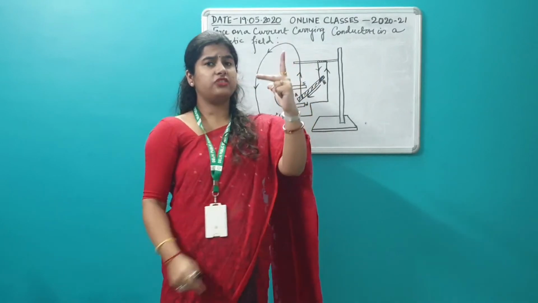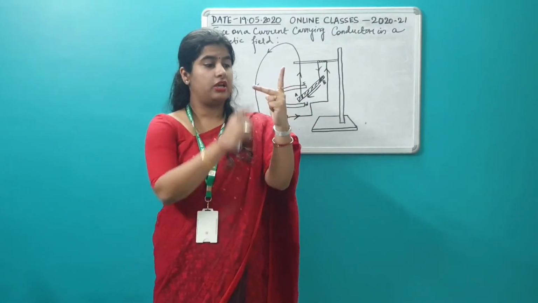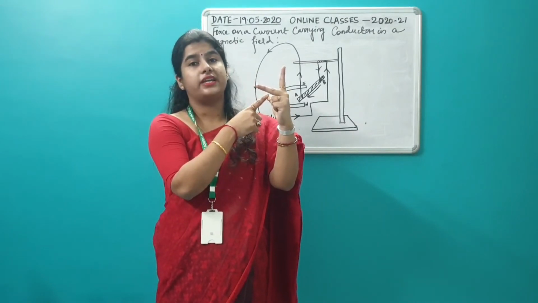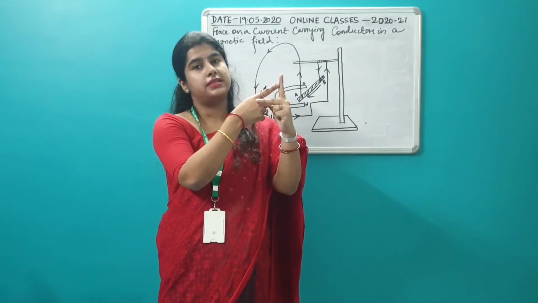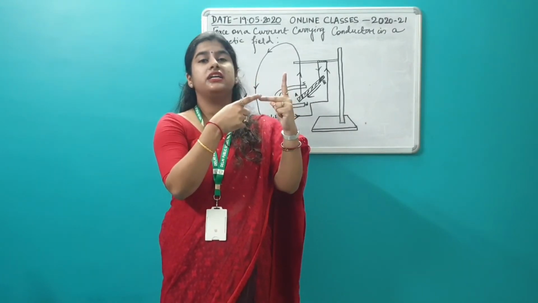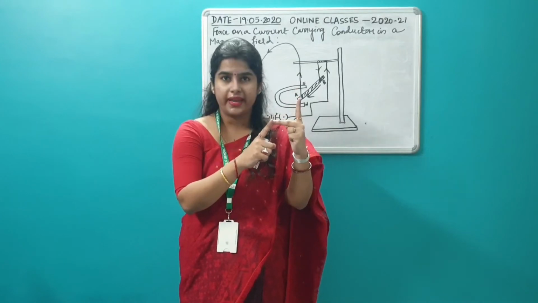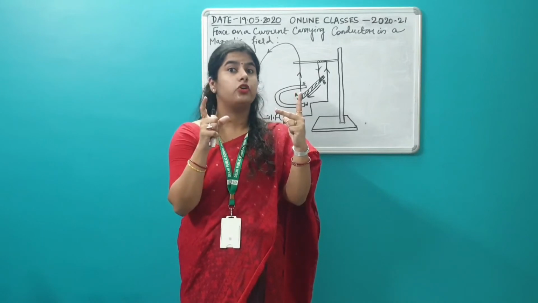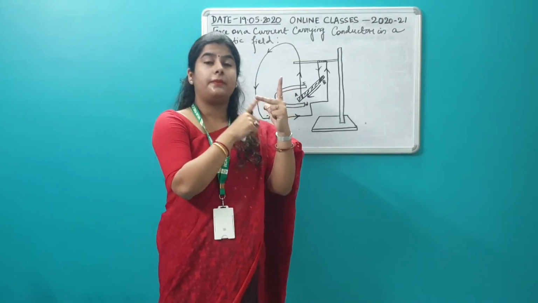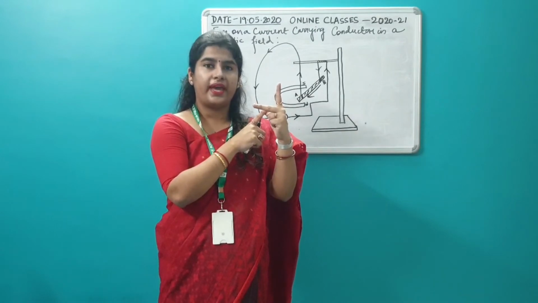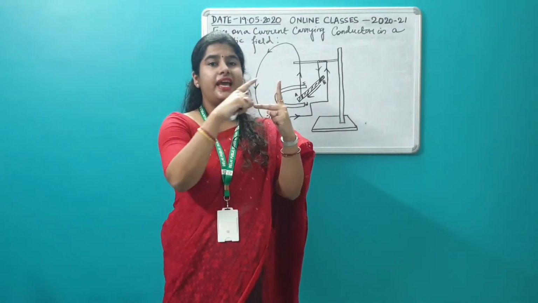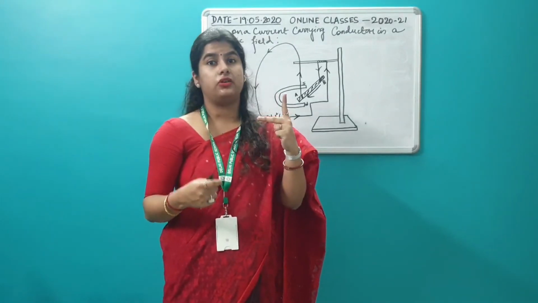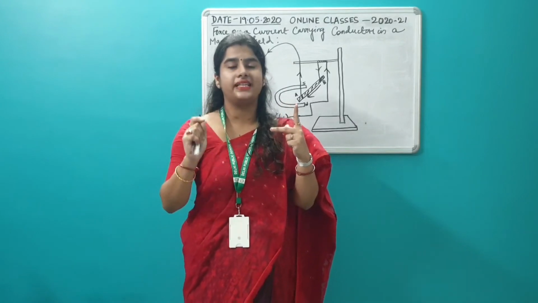With these three fingers, you will take into consideration your thumb, forefinger and your middle finger. Your thumb represents the direction of force, your forefinger represents the direction of magnetic field, and your middle finger represents the direction of current. The displacement of the rod, or the magnitude of force, will be maximum when the magnetic field and the current are mutually perpendicular, at right angles, that is 90 degrees.